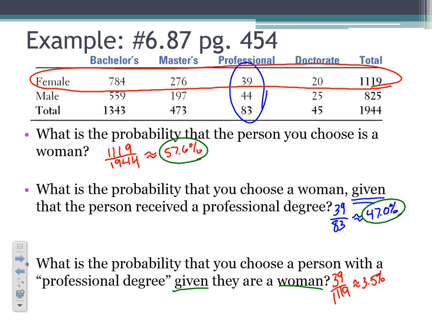So again, as we deal with conditional probability, when we have this given statement, what we need to recognize is the fact that that narrows down the information that we're looking at. We're not looking at everything that we have available, but we're only looking at what we're given, and we're going to answer our question off of that.